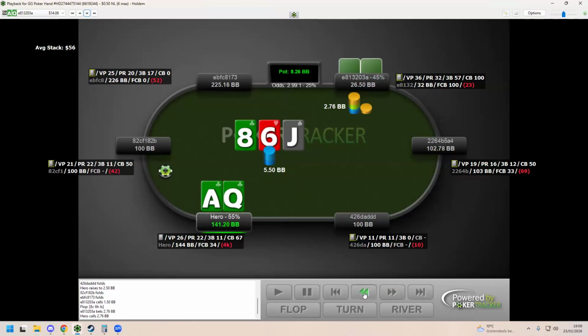Interesting, min raise, okay. So not just call, but immediately attack the donk. Yep. That's a strange short stack adjustment, right? It is a short stack adjustment, because we're attacking the donk on the flop, not the turn.